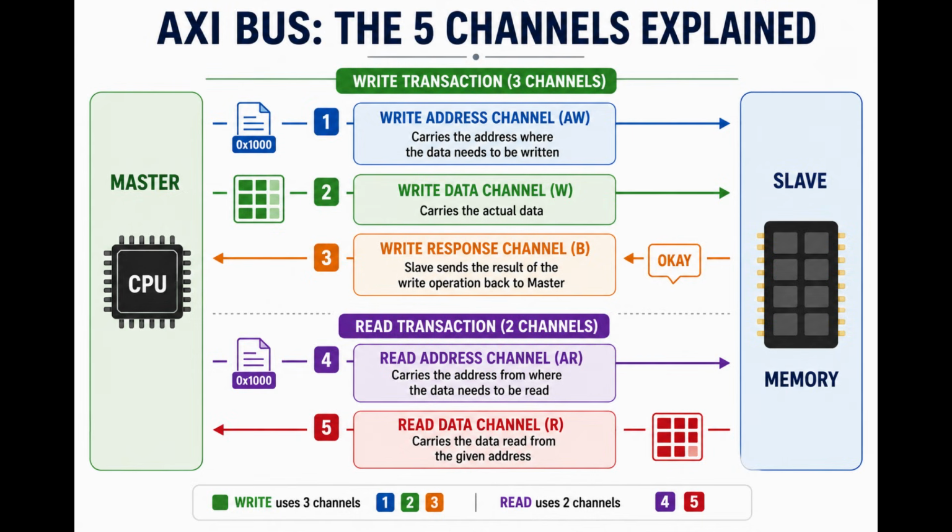Similarly, for a read transaction there are two channels: a read address channel, which sends the address from where it is trying to read, and a read data channel, through which the slave sends the data corresponding to that particular address to the master. There is no response channel because the CPU knows when it is done. The CPU is requesting the read, and when it gets the data it knows that it is done, so it does not need any response.